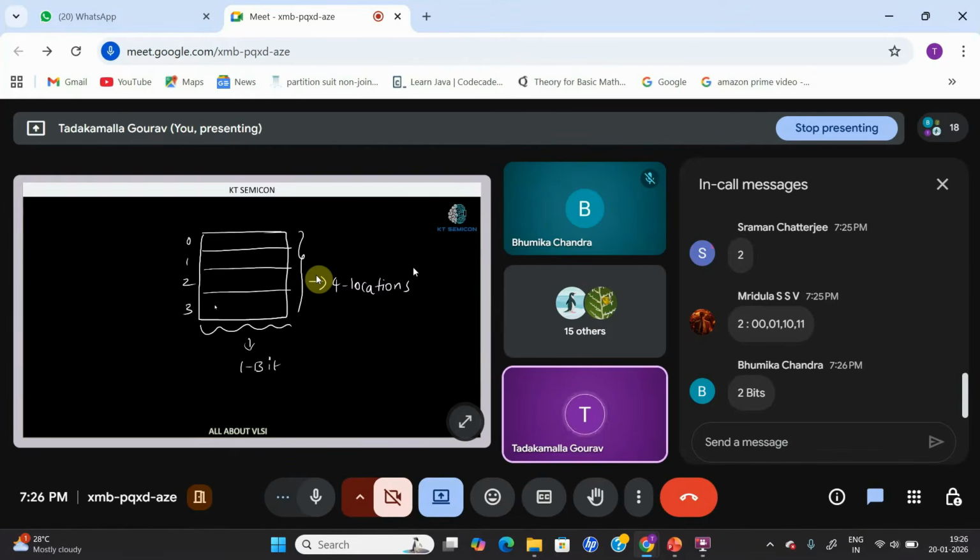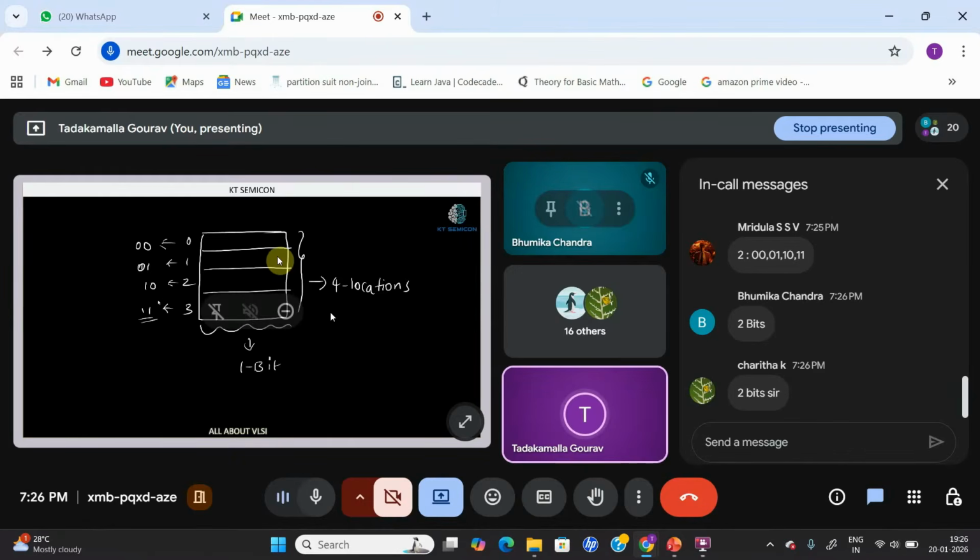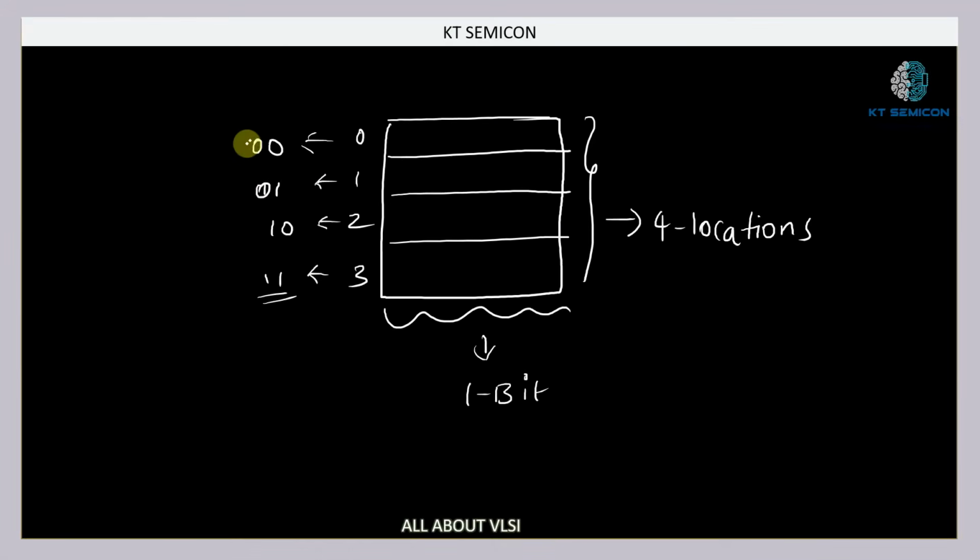Exactly. So we need the address as 2 bits for representing 4 locations, right? For representing 0, you need 2 bits, 0 0. For representing 1, you need 0 1, then 1 0, and 1 1, right? So if we have 4 locations, we need 2 address bits. Let's say this address bit is A and this address bit is B.